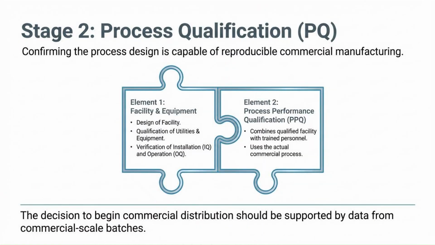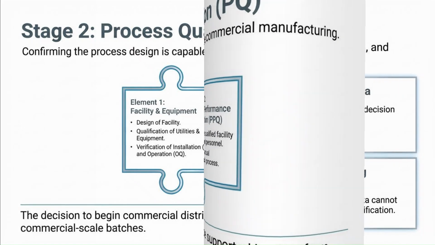Stage 2 has 2 parts. First, we qualify the facility, utilities, and equipment, including installation qualification, IQ, and operational qualification, OQ. Then comes the PPQ, process performance qualification. This combines the qualified facility with trained personnel using the actual commercial process.